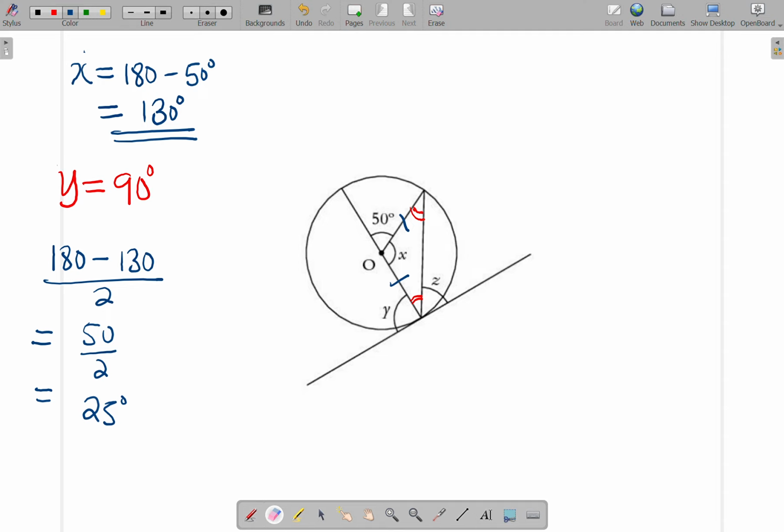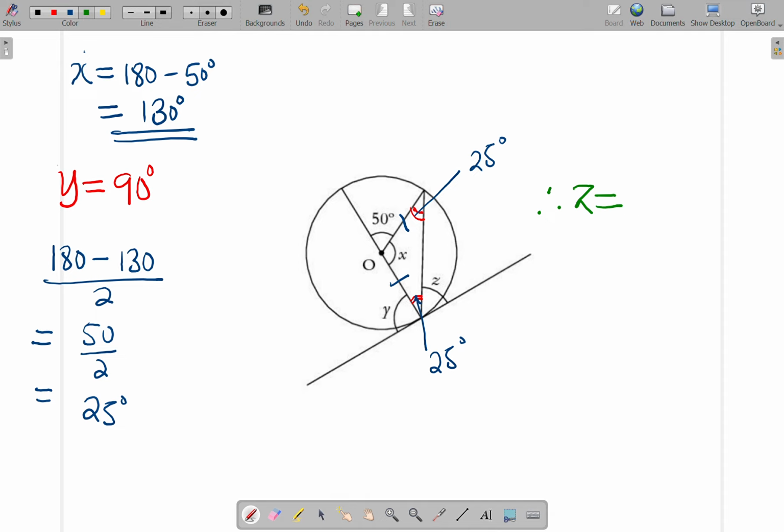So meaning that these angles here, this is 25, this is 25 there. This is 25 degrees, that's 25 degrees. So is this one here 25 degrees? Now if this is 25, then what is that angle? Therefore angle z is going to give me 90.